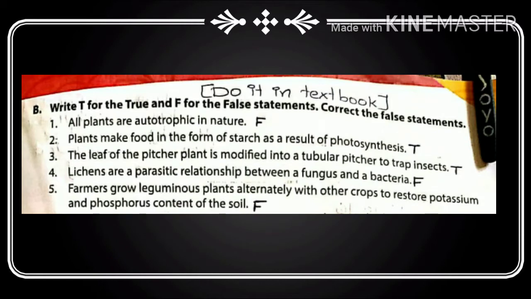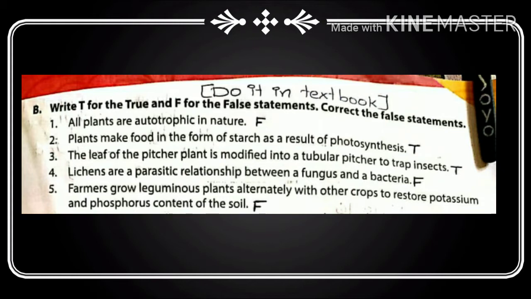Now next question is true and false. So let us discuss it. First, all plants are autotrophic in nature. That is false. So what would be the correction? All plants are not autotrophic in nature. So mention not after R. Then second is, plants make food in the form of starch as a result of photosynthesis. That is true. Third is, the leaf of the pitcher plant is modified into a tubular pitcher to trap insect.